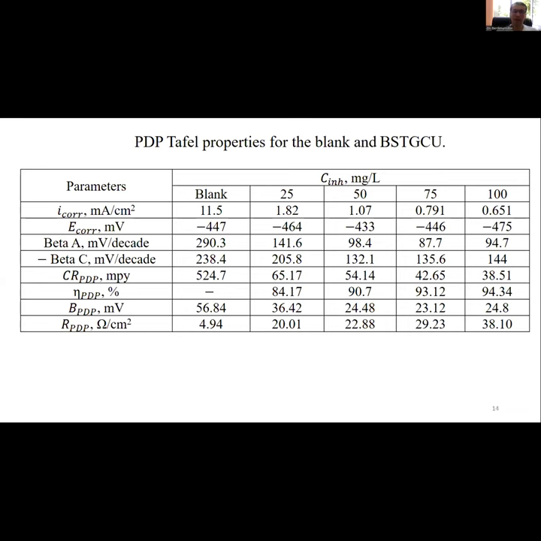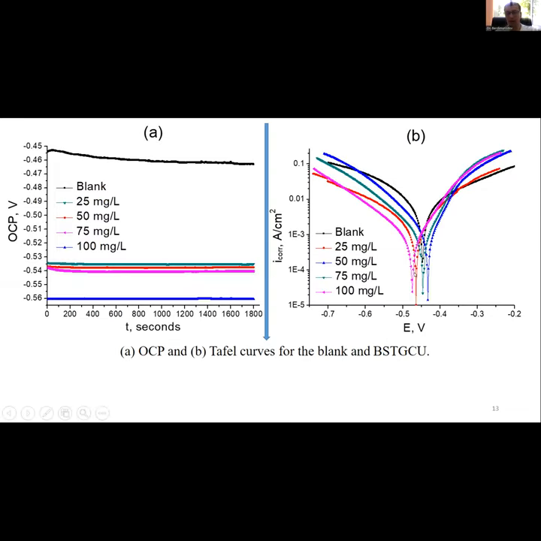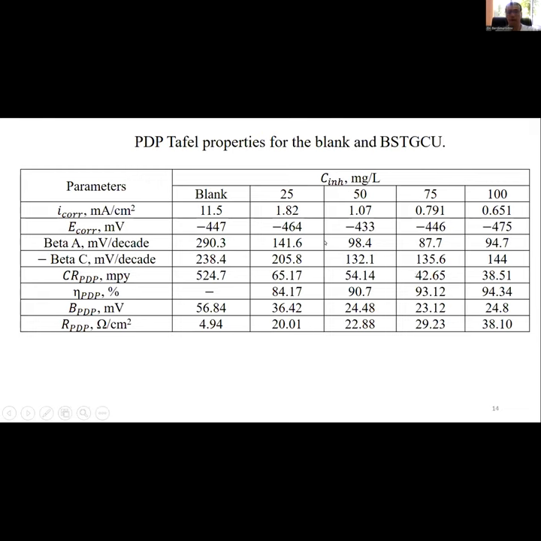As a result, this electrochemical analysis gives critical parameters, for example, corrosion current density, corrosion potential, beta anodic, beta cathodic slope, corrosion rate, and adsorption film degree. These parameters also can describe the corrosion inhibitor processes on the metal's surface.